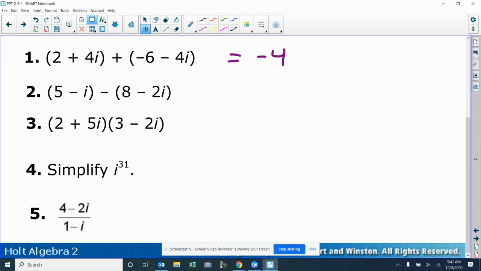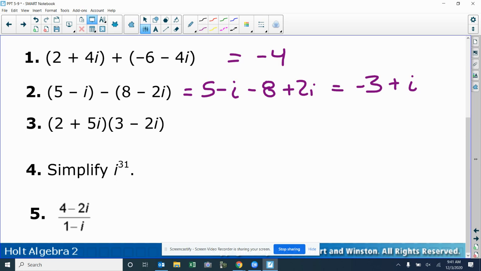So it does help sometimes if you want to write it out. It might be helpful for you. Okay, so we're going to have 5 minus i, distributing -8 plus 2i. So we have 5 minus 8 gives us -3 for our real part, and it's going to give us plus i for our complex part. I'm not saying you have to do it that way, but it probably is best to keep it that way so you know what you're doing with your negatives and positives there.